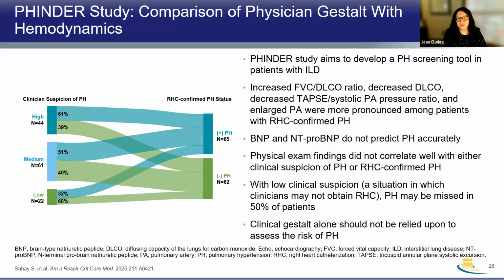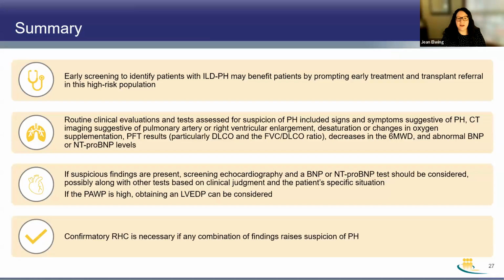So of course we need to do our due diligence, evaluate patients, assess and look at all of their testing. But even in the setting of low suspicion, we need to consider further evaluation in select patient populations. More to come on this study as it continues, and we will learn more information from the FINDER study over time. So in summary, early screening to identify patients with ILD-PH may benefit patients by prompting earlier treatment in this high-risk population.